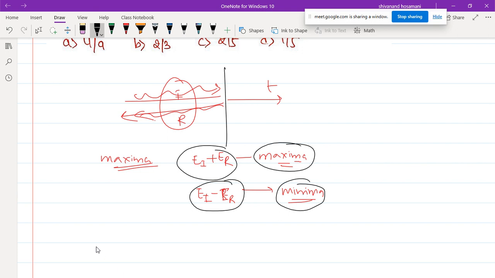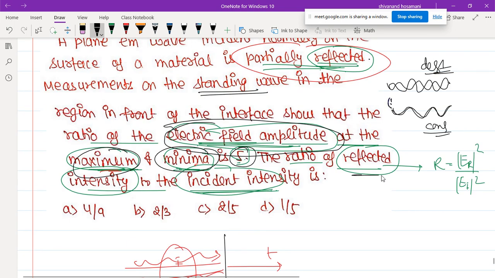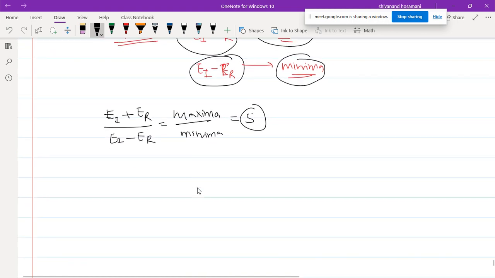Means amplitude of the incidence plus amplitude of reflection, divided by amplitude of incident minus amplitude of reflection, that is equal to maxima by minima, that is equal to 5 ಅಂತ ಕೊಟ್ಟಾನ. ಇಲ್ಲಿಂದ ನನಗೆ ರಿಫ್ಲೆಕ್ಷನ್ ಕೋಎಫಿಷಿಯಂಟ್ ಕ್ಯಾಲ್ಕುಲೇಟ್ ಮಾಡ್ಬೋದಾ? By using these two, calculate R is equal to amplitude of reflection square divided by amplitude of incidence square. Quick ಮಾಡ್ತೀರಿ ನೋಡ್ರಿ.